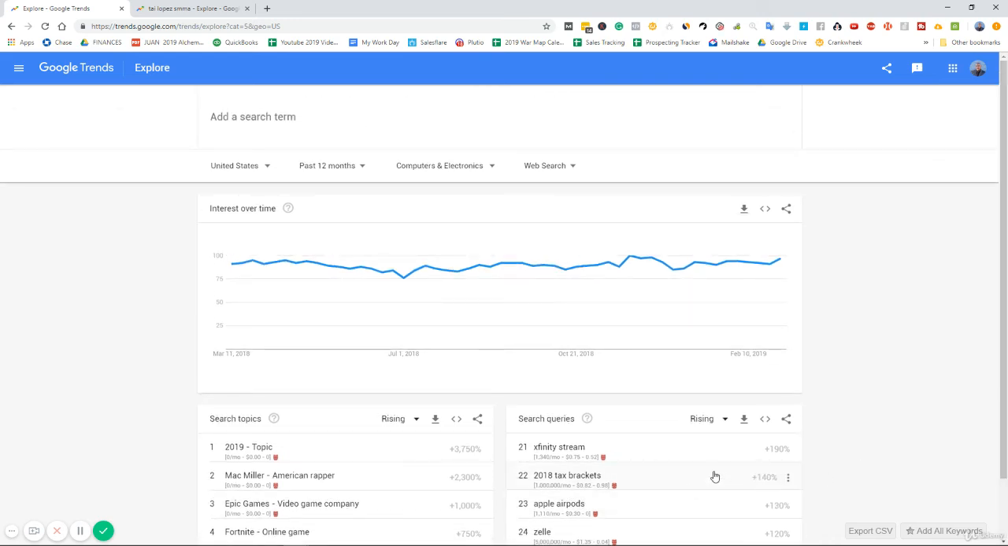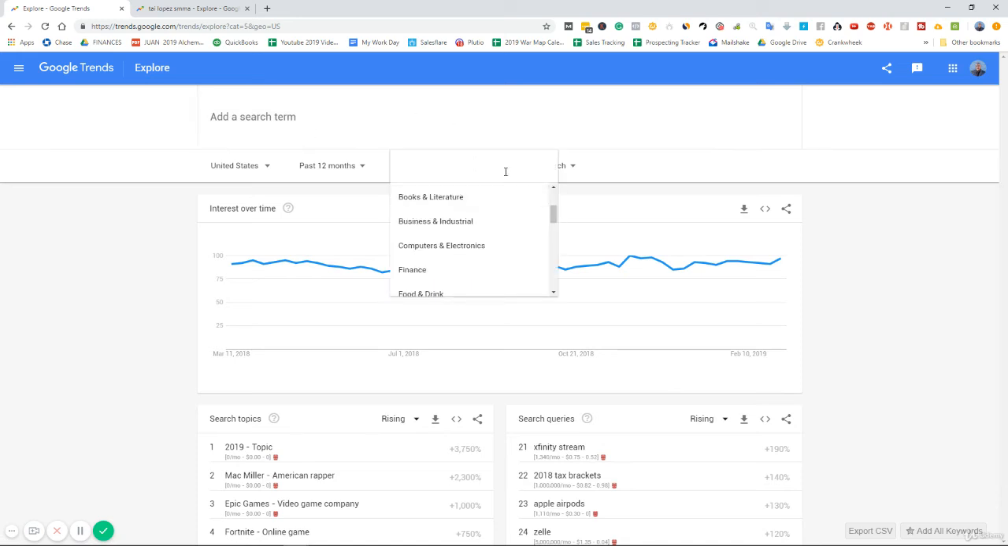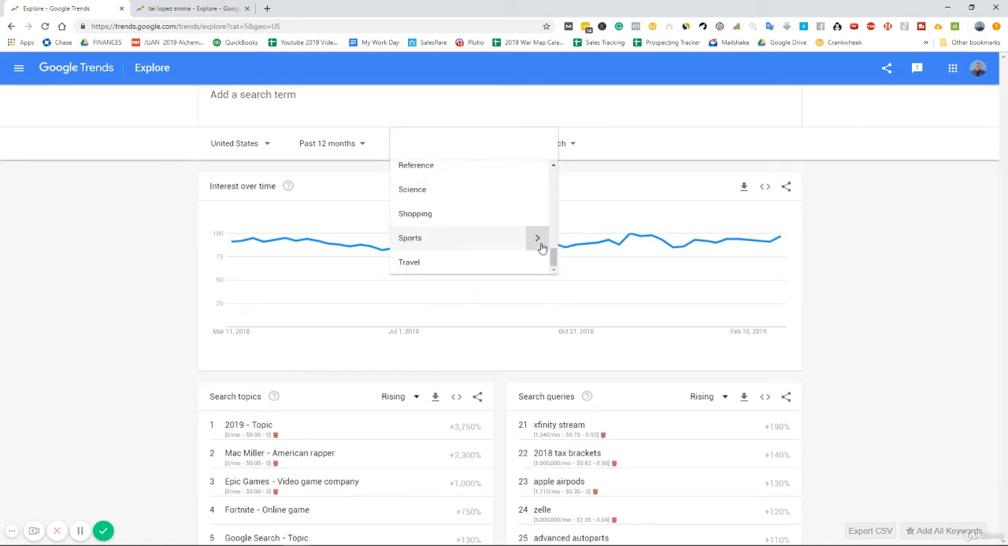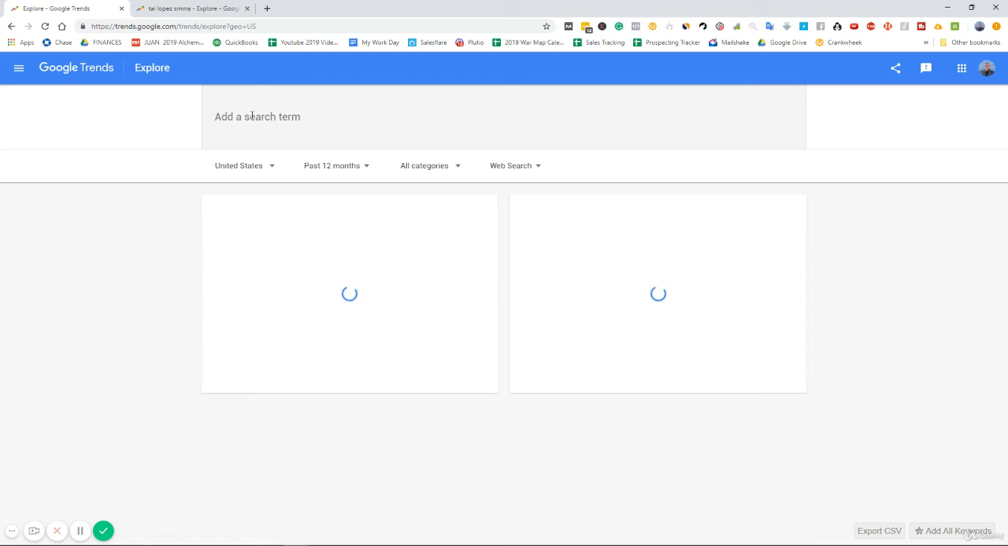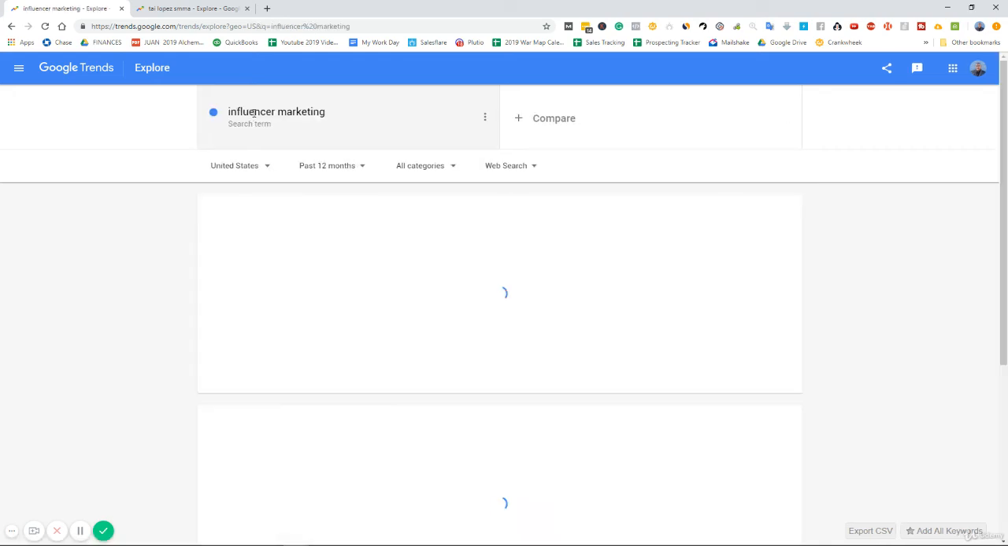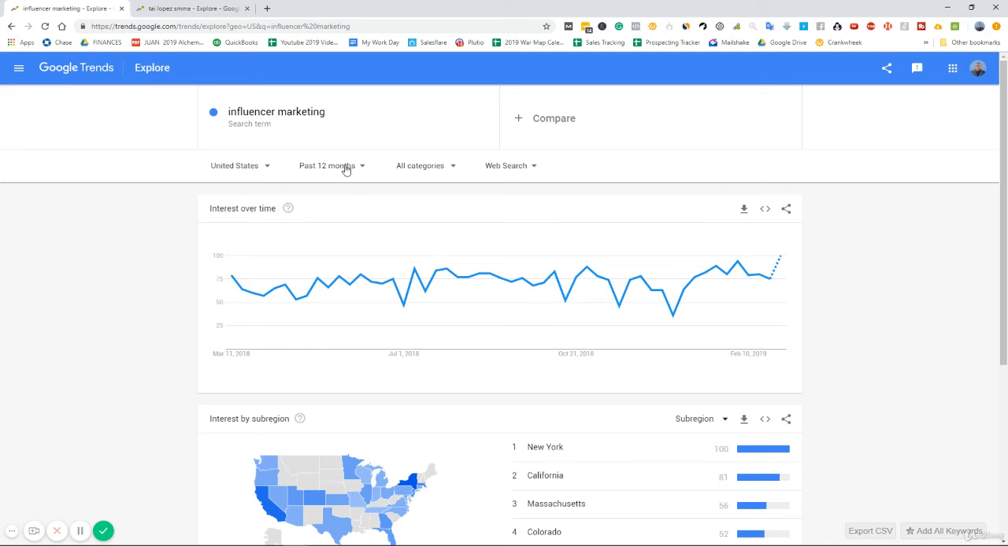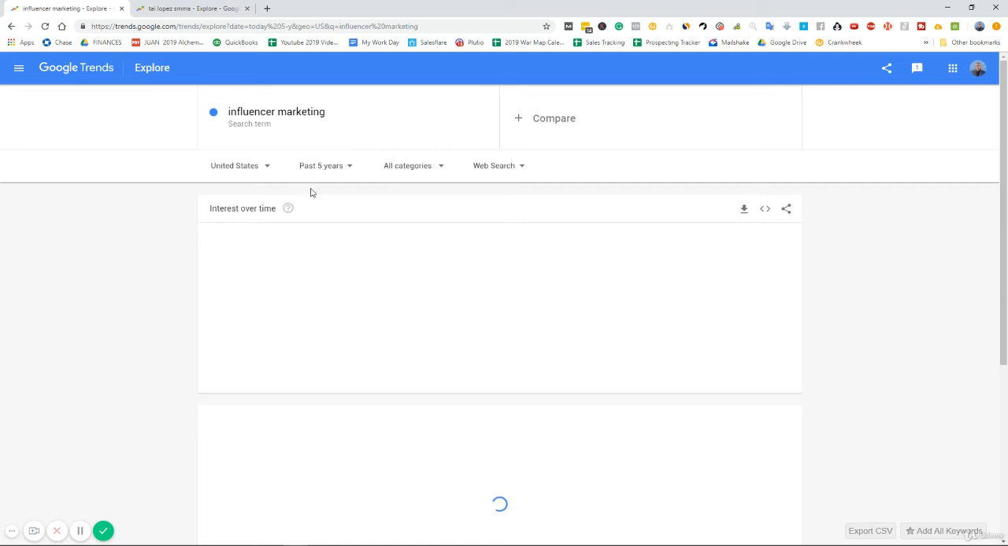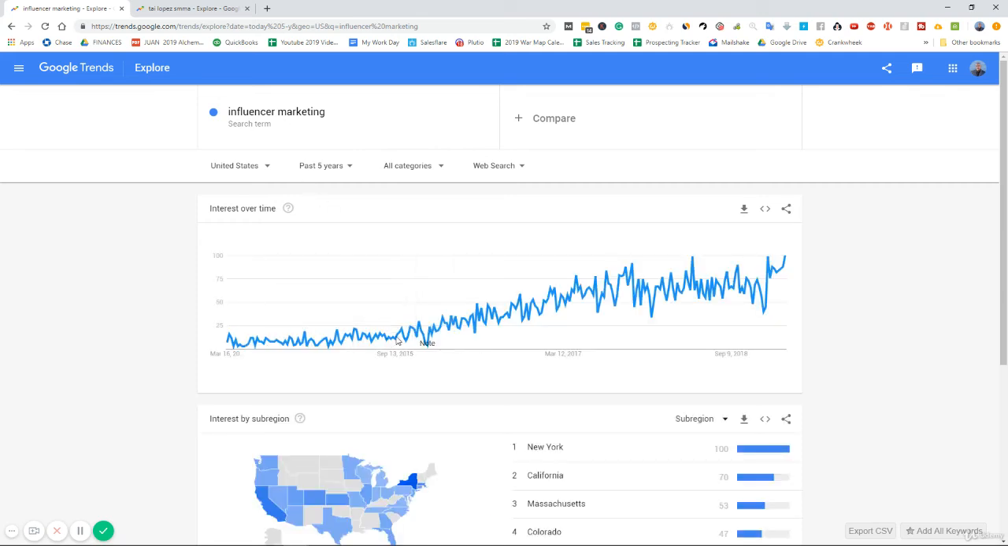So this tool really is to give you an idea of what is out there currently being searched and what's popular. Let me even go in here and show you also, type in influencer marketing. Okay, so let's look at the 5 years. There should be a significant growth here because this is pretty recent, pretty brand new. Yeah, yep. So we can just even look at this trend here. It's just massive growth, right?